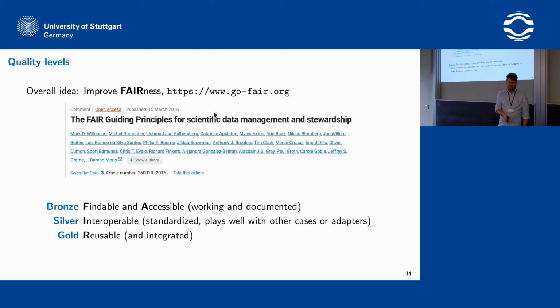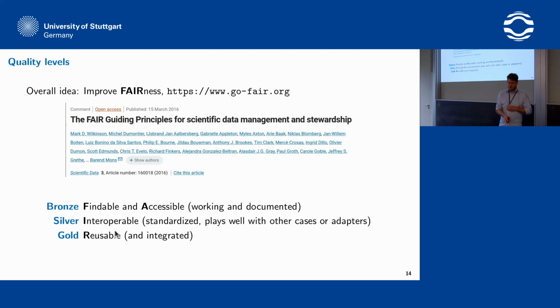And there's also one on research software that came a few years later. So this one is more focusing on data, and then there's one more focusing on software. And in the end, FAIR means findable, accessible, interoperable, and reusable.